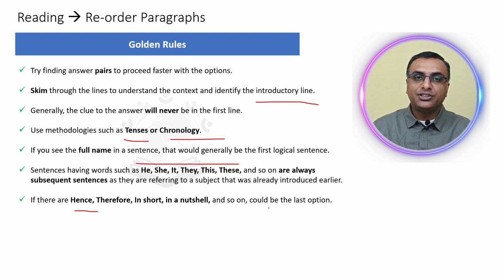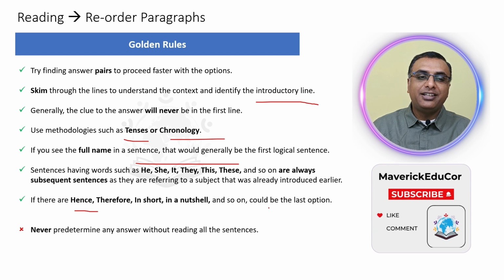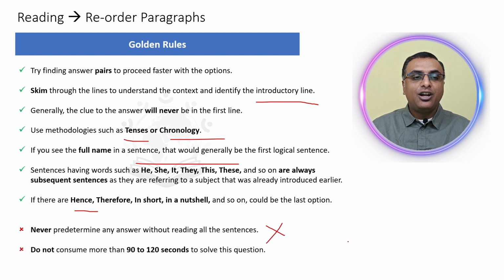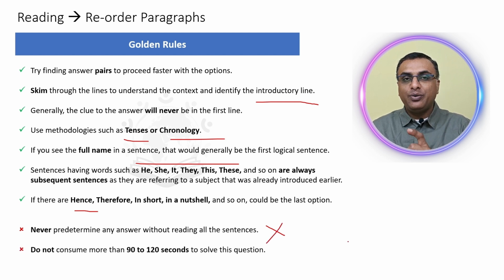Now coming to the don'ts. Never predetermine any answer without reading all the sentences. Your entire sequence could go wrong if you predetermine based on one particular sentence. Never make this mistake. Next, do not consume more than 90 to 120 seconds to solve one reorder paragraph question. If you consume more time, then you will have a time crunch for answering reading fill in the blanks questions. So manage time effectively to solve each reorder paragraph question.